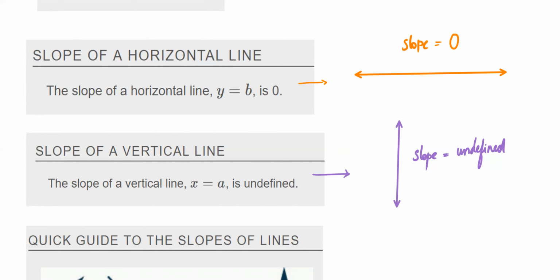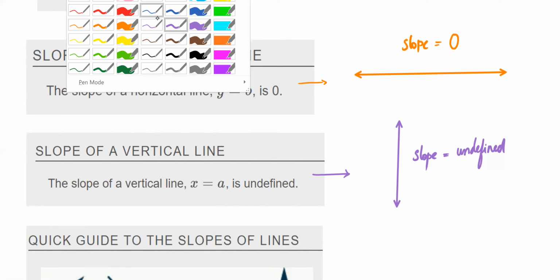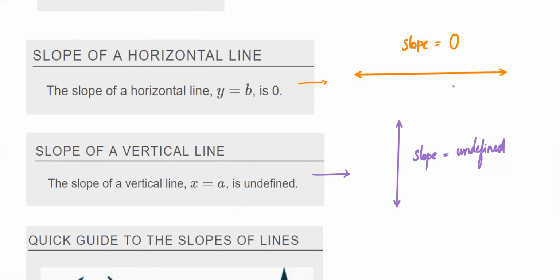And a quick connection with the lesson we learned previously. We have the equation of a horizontal line as y equals some number a, and the equation of a vertical line is x equals some number a. So even if you don't have a visual of a vertical or a horizontal line, if you have the equation, by looking at the equation, you can already tell what the slope is.